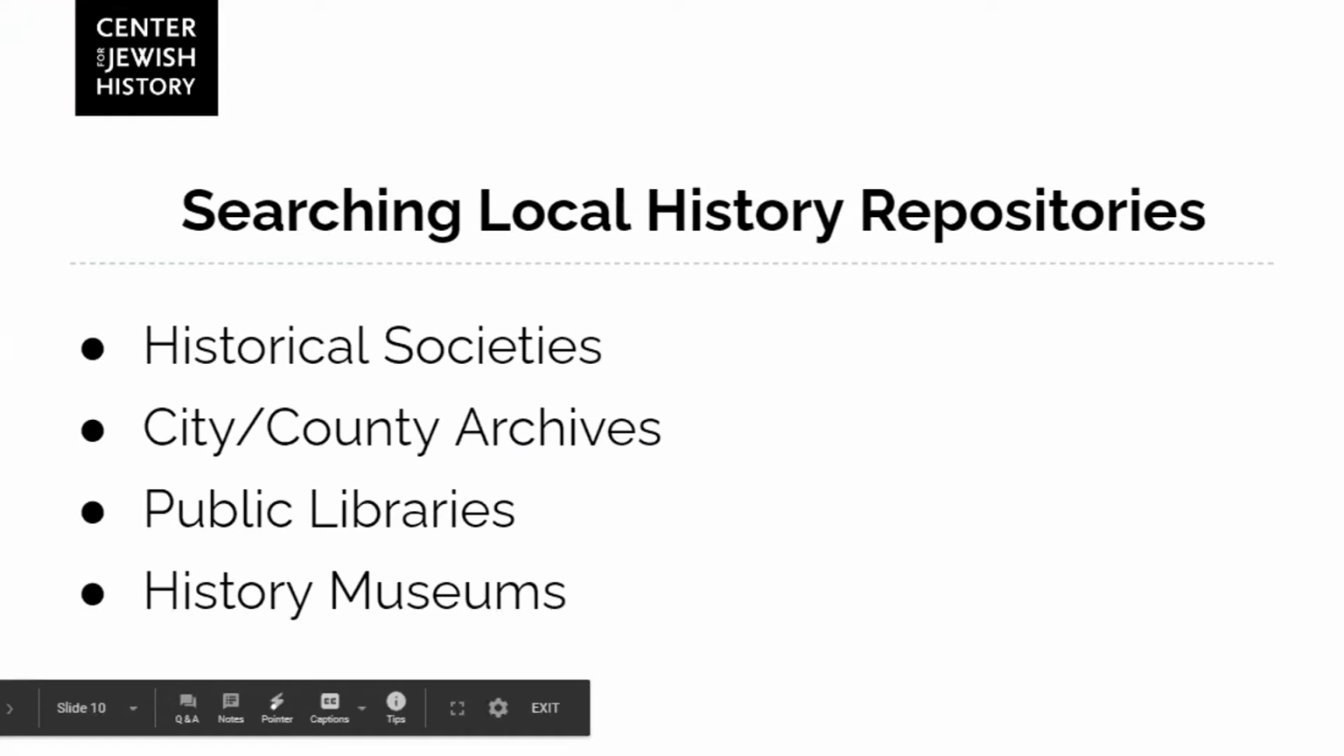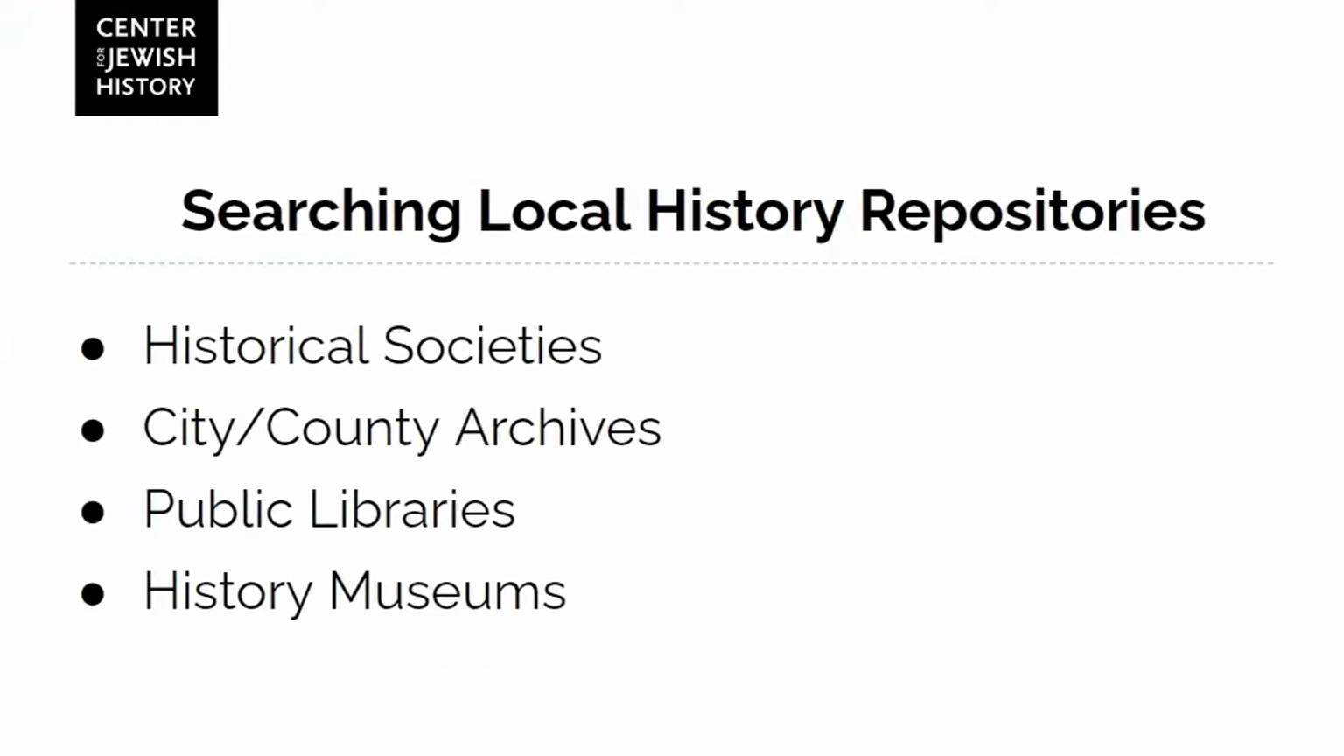In every city and county in the US, there are at least a few repositories that house materials that tell the story of that community's history. These can include a local historical society, the city or county archives, the local public library, or a local history museum.